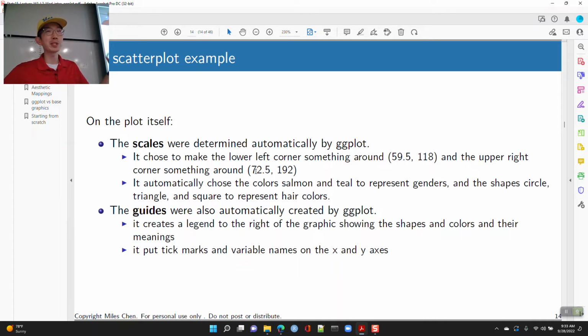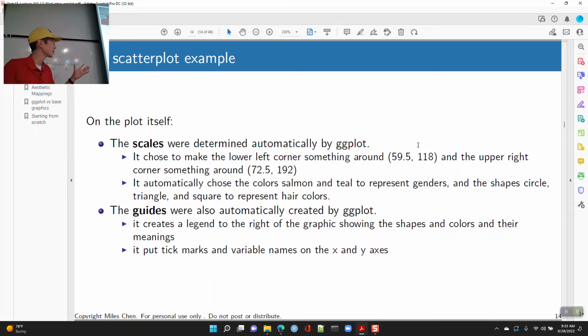You know, I gave it a small little buffer on each end on the x-axis, and vertically, I think the smallest value is 120, and the largest value is 190, and it arbitrarily said, okay, the bottom edge of my graph will be 118 and the top edge will be 192. So that was automatically determined by Ggplot.